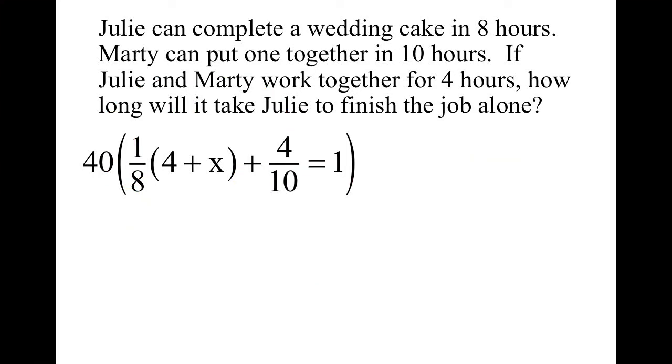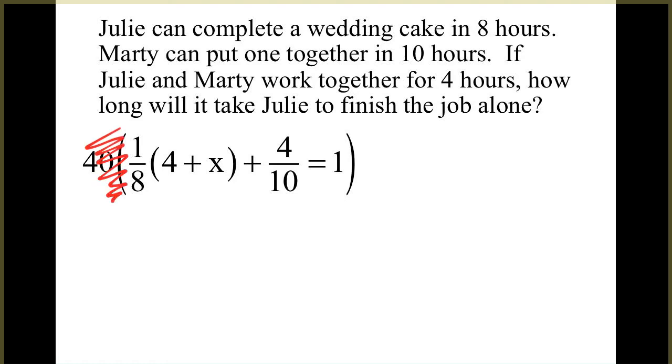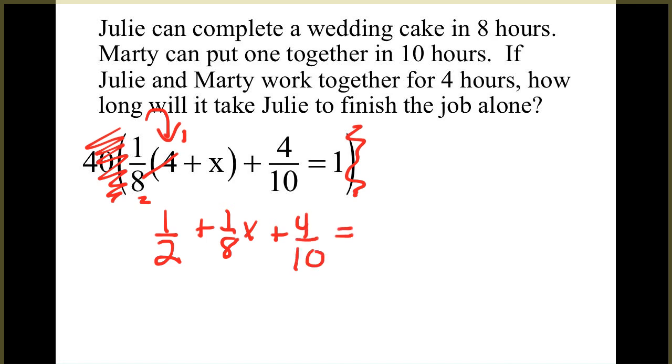All right. Now, if you're not clearing first, I'm just going to ignore that because I can't get rid of it right now. If you're not clearing first, we'll pretend this isn't here. We'll just do our distributing if that's easier for you. So what I get is, 8 goes into 8. 4 goes into 8. 4 goes into 4 once and into 8 2 times. So what I get is 1/2 plus 1/8 x plus 4/10 equals 1.